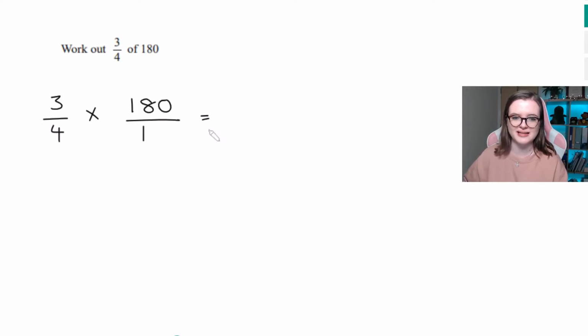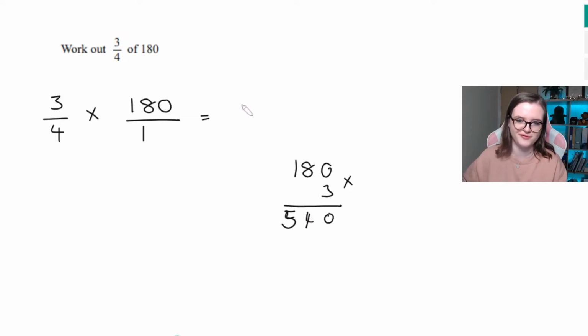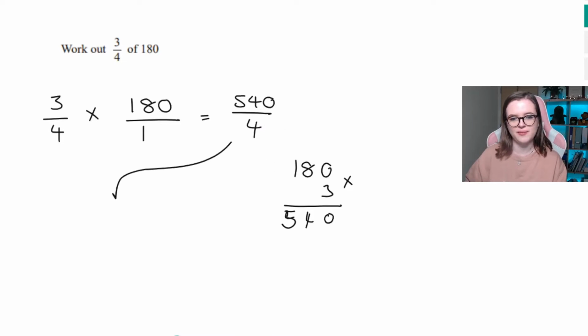3 times 180 is 540, there we are. And then divided by 4 times 1, 4. Okie dokie. And then from there, let's see what else we can do. Can we simplify that? Yes, we can. Divide them both by 2.